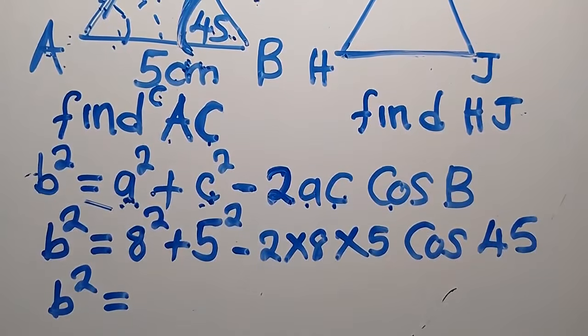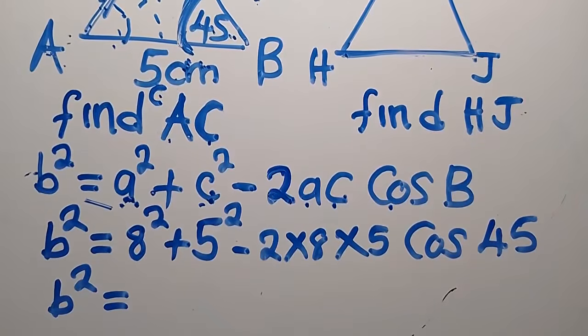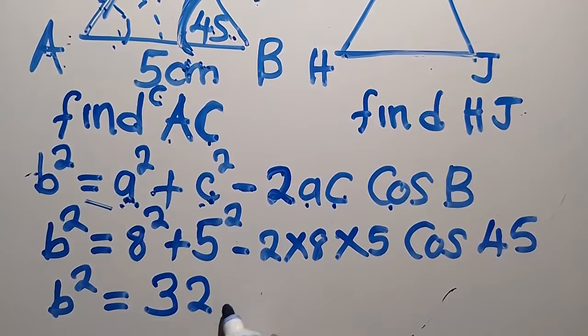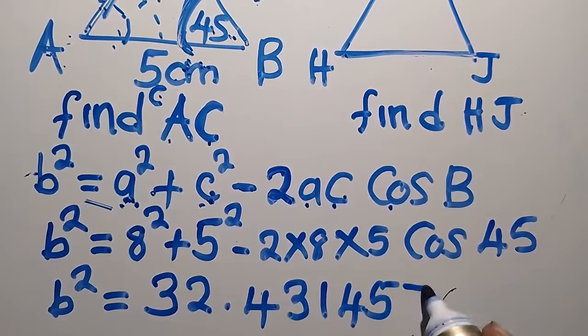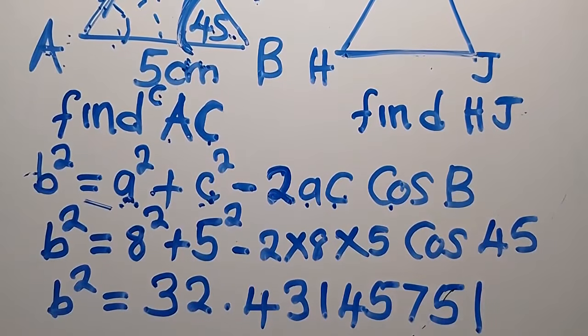So you calculate everything on your calculator there. You say 8 squared plus 5 squared minus 2 times 8 times 5 cos 45. Cos 45. What are you getting? You are getting 32.43145751. This is what you are getting.